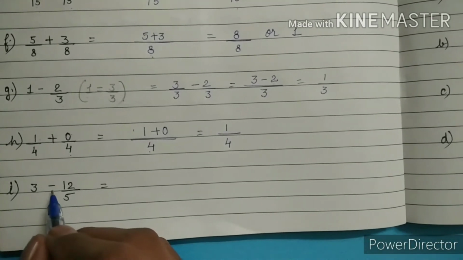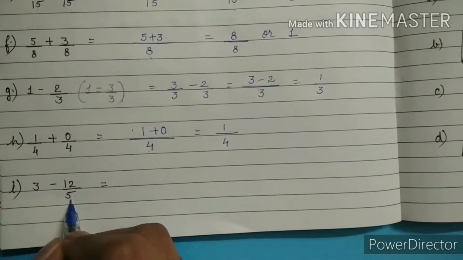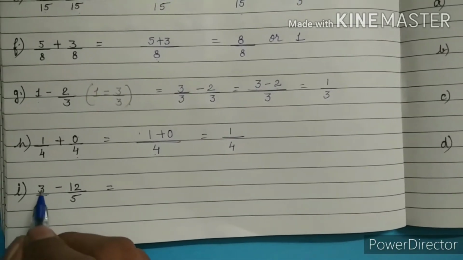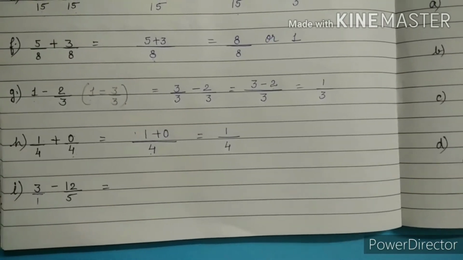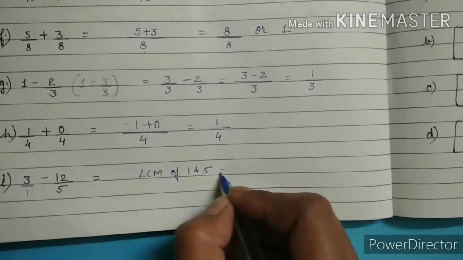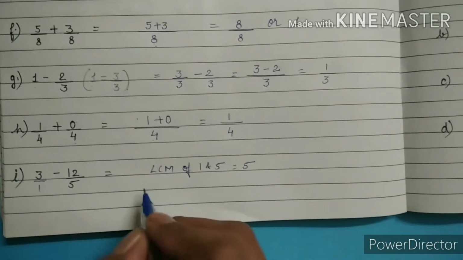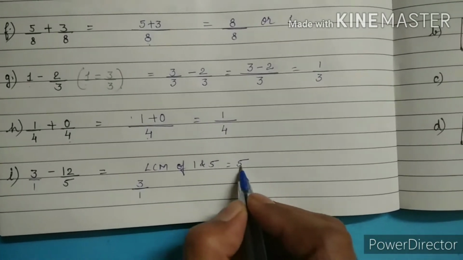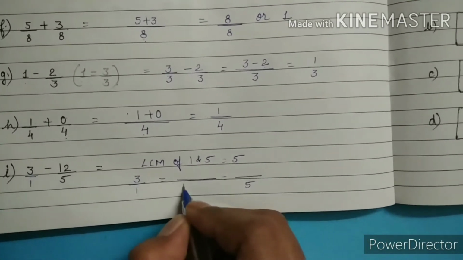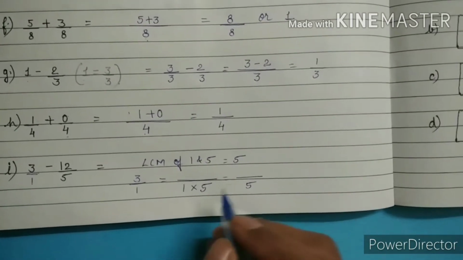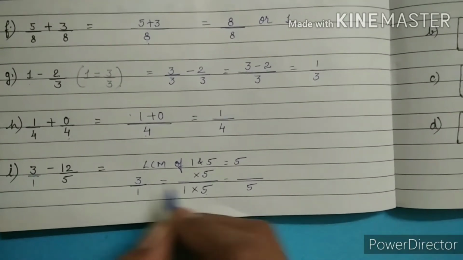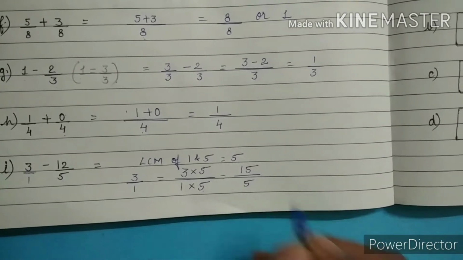I is 3 minus 12 by 5. You can see here we don't have a denominator, that's why here we take 1. If we take the LCM of 1 and 5, it will give us 5. So 3 by 1, how can we make it 5? It becomes 5 when we multiply 1 by 5. If we are multiplying the denominator 1 by 5, the same number we have to multiply in the numerator. So 3 will multiply by 5, it will give us 15.